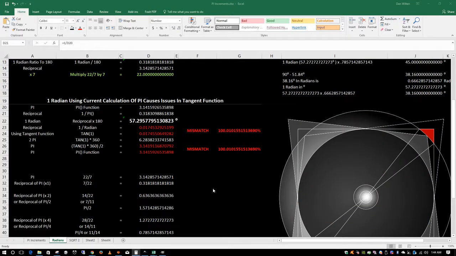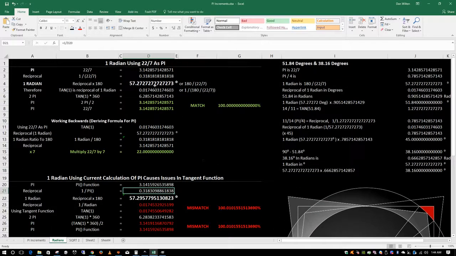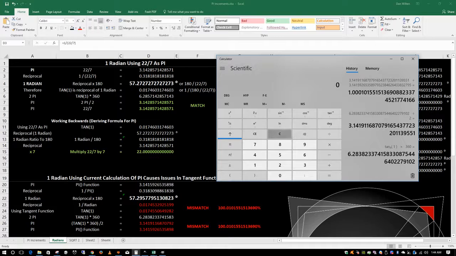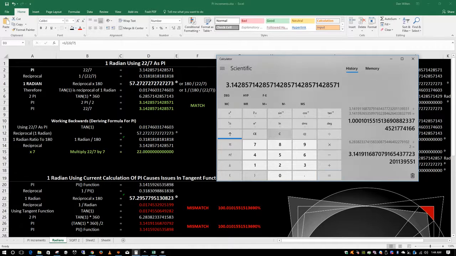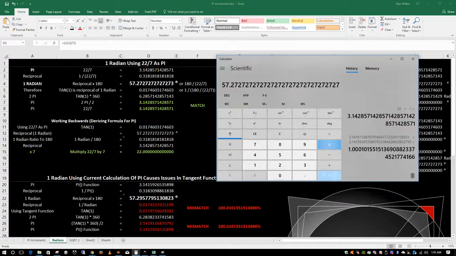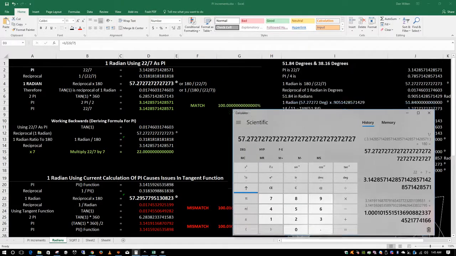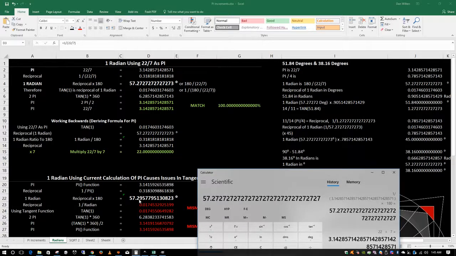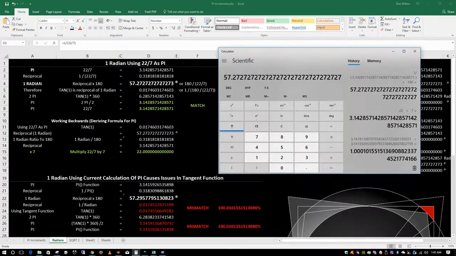And so this is what I've done up here. So let's take a look at my version. I want you to take a look at the numbers that are happening here versus the numbers that you see up here. So if we take 22 divided by 7, and we take its reciprocal, and its reciprocal looks a lot nicer, we multiply that times 180, we get something slightly different, and instead of 57.2957, we get 57.272727, right? So if we take that number and we take its reciprocal, we get this.